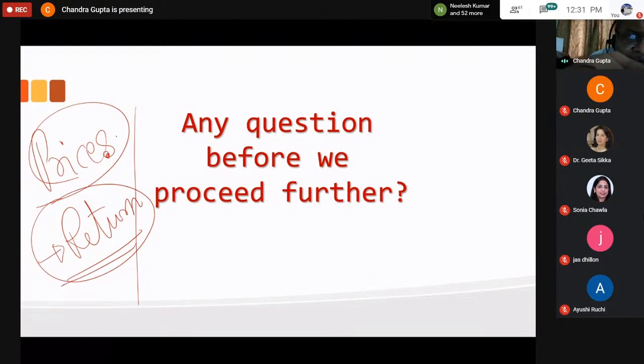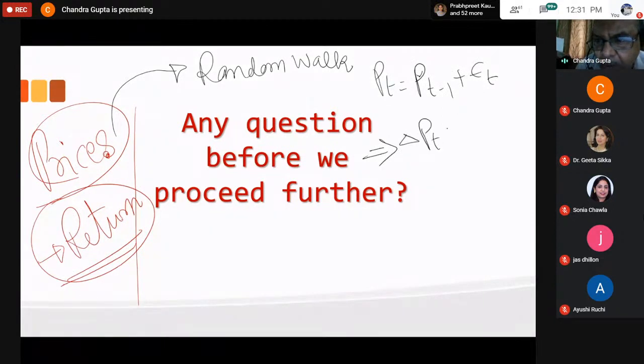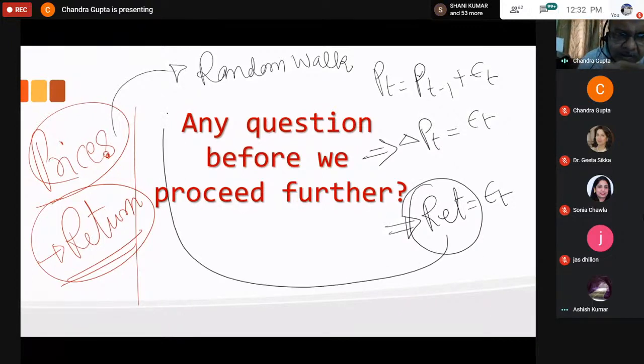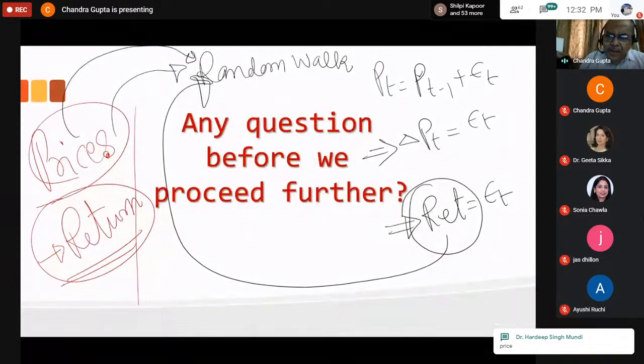Normally, you will find prices follow a random walk. And you can define it as PT is equal to PT minus 1 plus error term, or delta PT is equal to error term. And we know that the changes in prices are an indicator of the return. Okay, so is it the return that follows random walk, or is it the price that follows the random walk? I want to ask you this question, or are both following random walk?